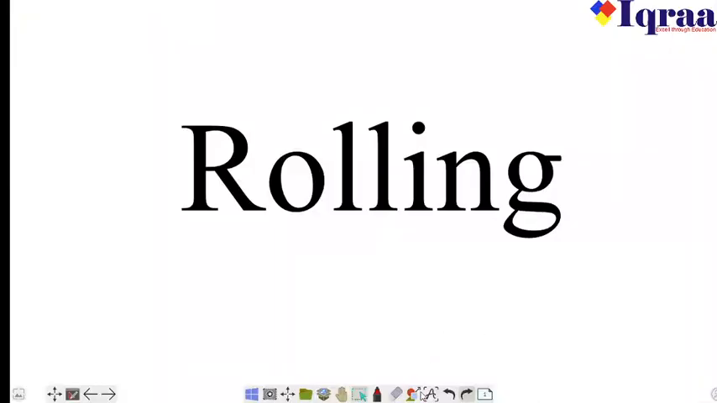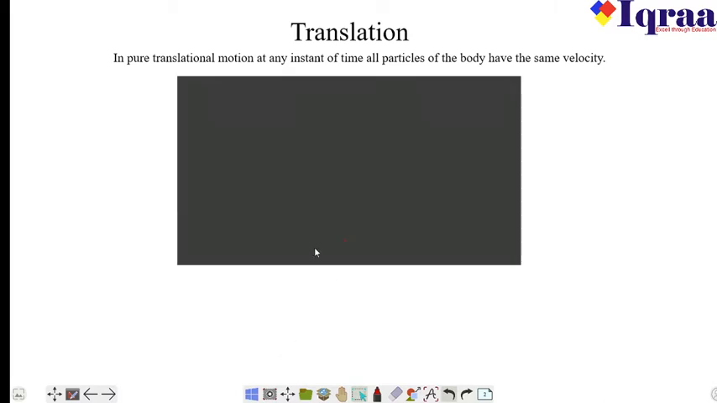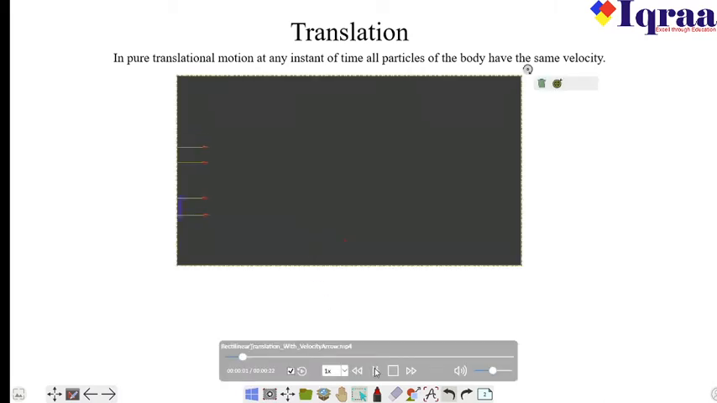Hello everyone, let's understand what is rolling motion. To understand rolling motion, we have to first understand what is translation motion and what is a rotation motion. In translation motion, at any instant of time, all the particles of the body have the same velocity.